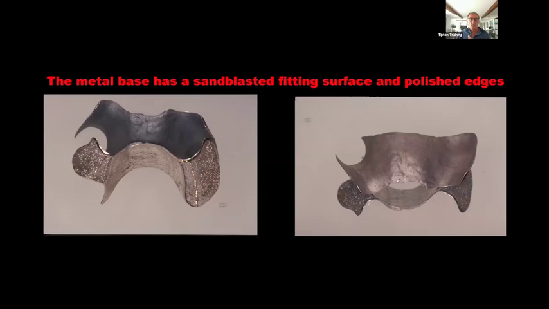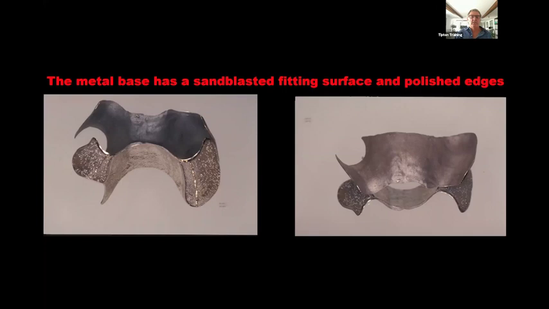Now, what do we know about the base? First of all, the bases will not go into undercut areas. Where the maximum bulbosity of the ridge is, that is where the base will finish. It does not go into undercut. Secondly, it's sandblasted. We have a very smooth, polished finish.